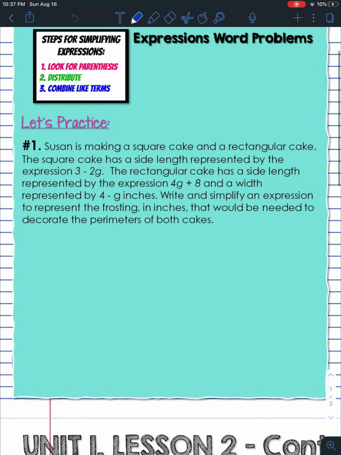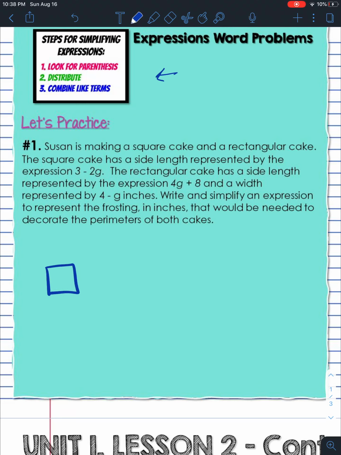So, let's get started. As a refresher, we have our steps up here for simplifying expressions, and that's what we're doing. We're just simplifying expressions. So we're going to first look for parentheses, second distribute, and third combine like terms. Okay? All right, so this says Susan is making a square cake and a rectangle cake.